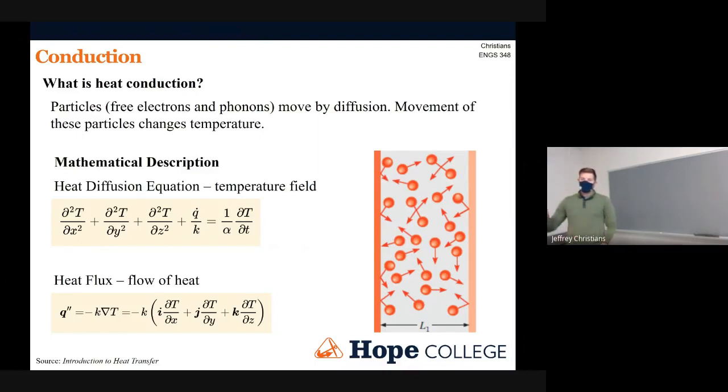We have something like the heat diffusion equation, which can tell us the temperature everywhere and help us to describe that. We've done a whole bunch of different models where we've looked at these differential equations, and we've looked at the flow of heat, the heat flux. We've looked at how temperature changes with time.